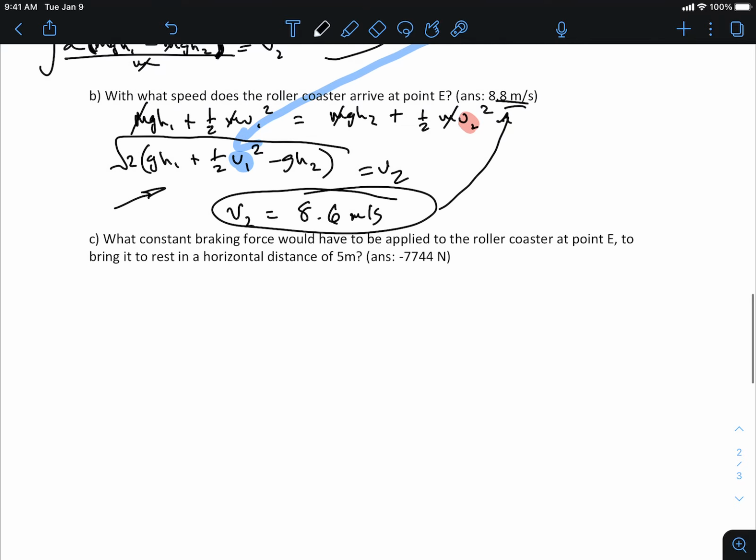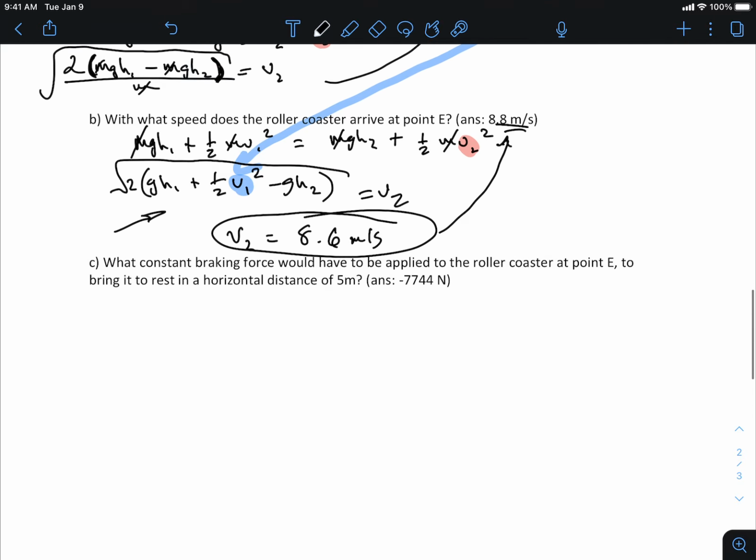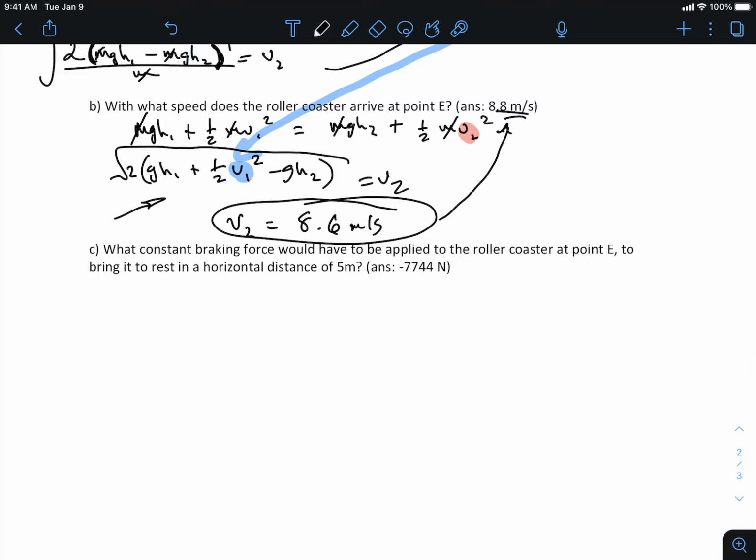All right, so we're just going to finish off this question. And the nice thing about this question is that it ties together everything we had been working on up until this point in the energy unit. What we want to know is what constant braking force would have to be applied to the roller coaster at point E to bring it to rest in a horizontal distance of 5 meters.